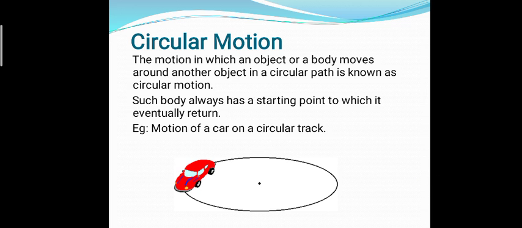The next motion is circular motion. The motion in which an object or a body moves around another object in a circular path is known as circular motion. Such a body always has a starting point to which it eventually returns. For example, a motion of a car on a circular track.